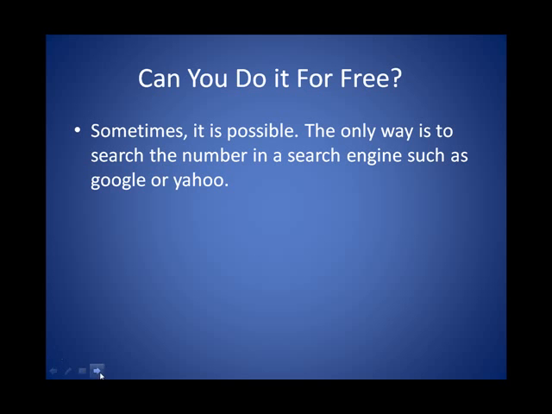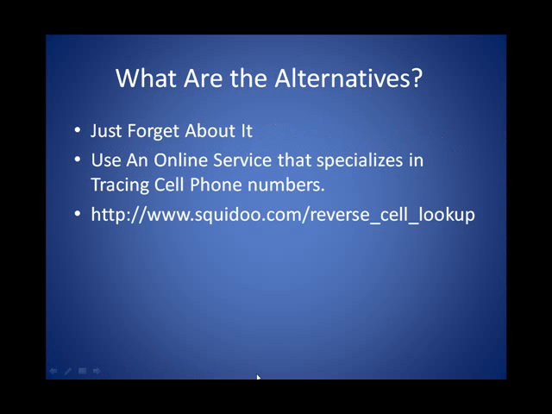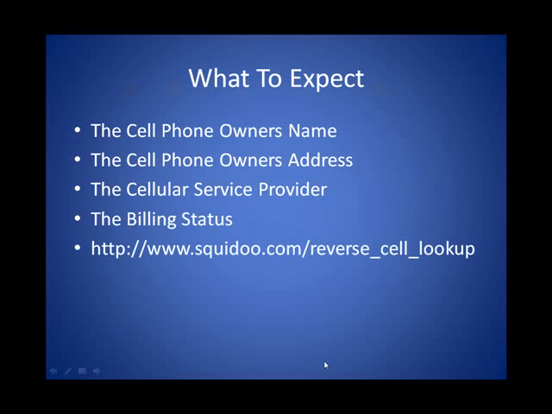So sometimes, in order to get the information that you want, you do have to be willing to pay a fee. Which brings us to, what are the alternatives? You could just forget about it. Forget finding out whose number it is, or any of the other information. Or you can use an online service that specializes in tracing cell phone numbers. These services have come in useful for me and probably thousands, if not millions, of other people. What to expect? When you use one of these services, you can expect to get the cell phone owner's name, the cell phone owner's address, the cellular service provider, and the billing status on the phone.